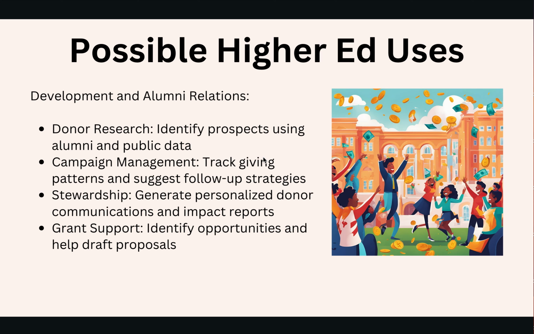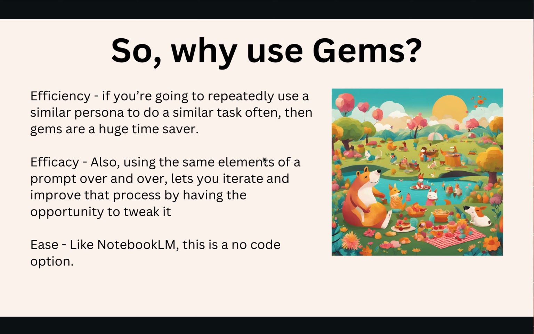The one I'm really always curious about is development, and I definitely think that AI can be very helpful for donor research, identifying prospects, like using alumni data and public data. Campaign management, like tracking giving patterns and suggesting follow-up strategies. Stewardship, generating personal donor communications and impact reports. And grants again, like identifying opportunities and helping draft proposals.